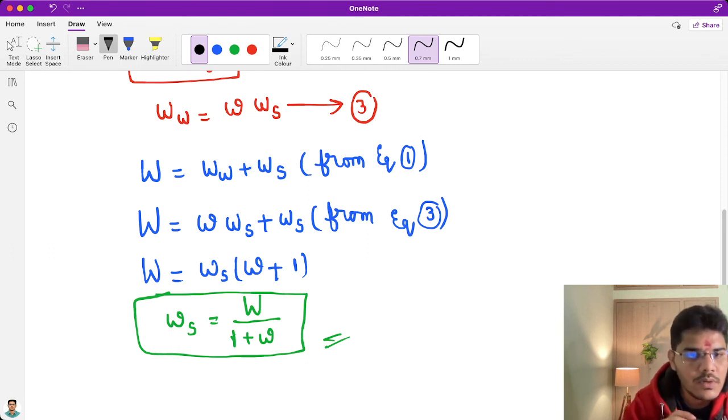In the next video I'll derive one more formula like this. I will derive 12 to 13 relationships individually, and later we will solve some numericals. So this is what this video is about.